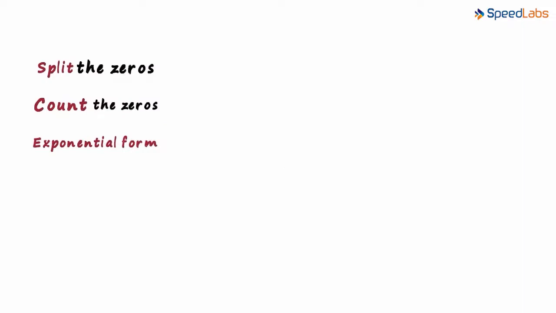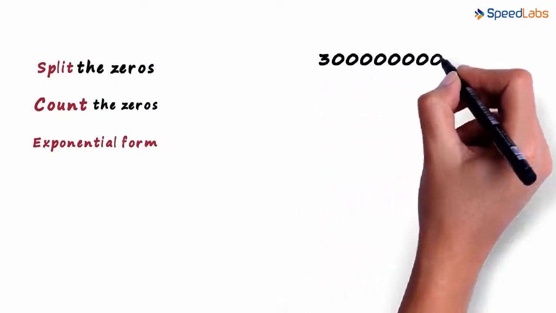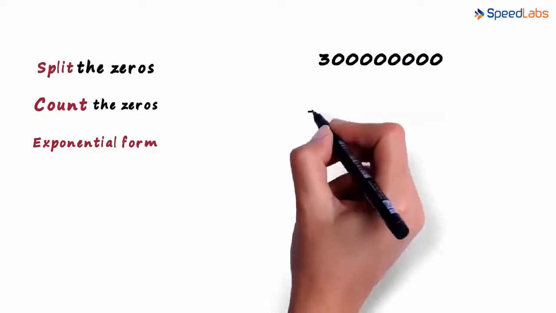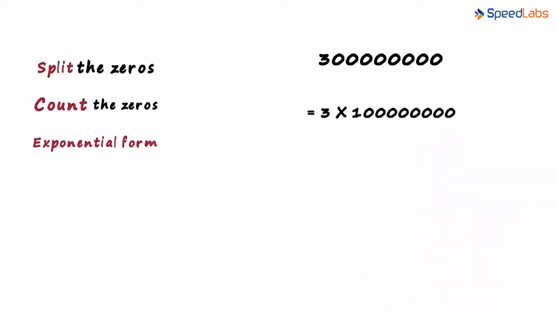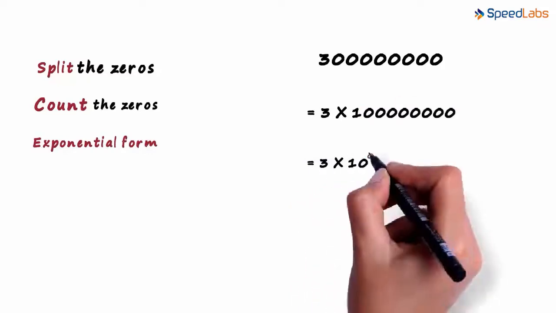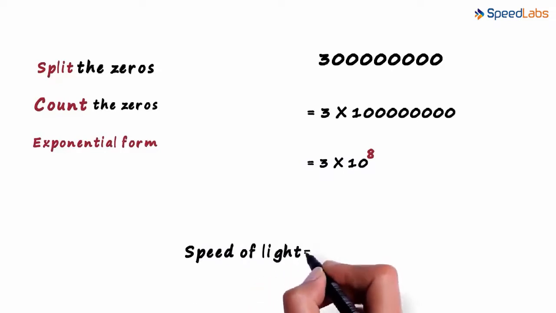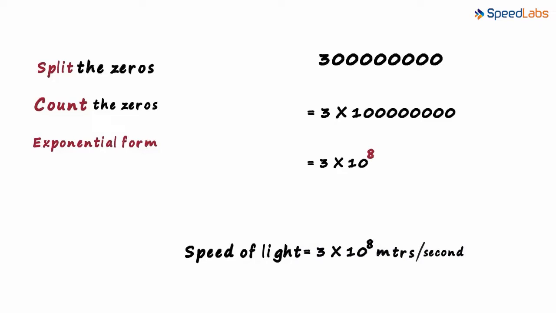Now let's consider the speed of light without the units, 300 million. The first step asks us to split the zeros. So we write it down as 3 multiplied by 100 million. Then we count the number of zeros. There are 8 zeros in 100 million. And then we write it in an exponential form as 3 multiplied by 10 raised to 8. So the speed of light can be written as 3 multiplied by 10 raised to 8 meters per second.